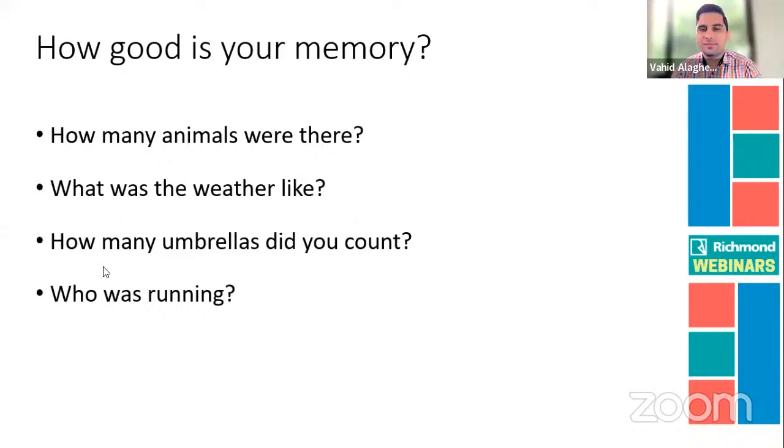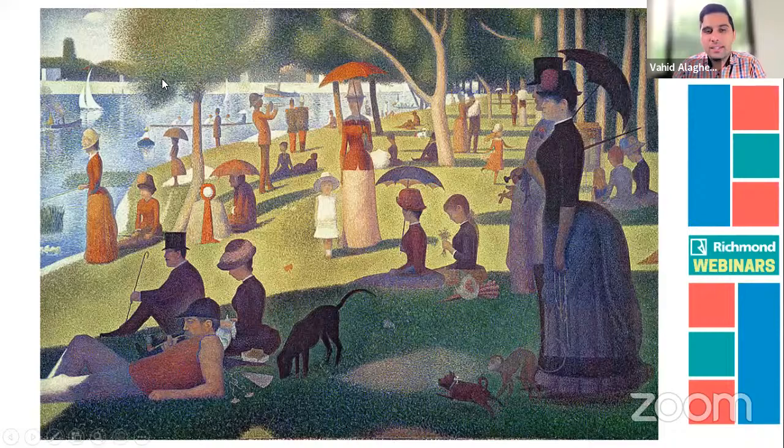So let's check the answers. How is the weather? Yeah, it's sunny, exactly, because they're resting by the shore, we can say also. And how many animals are there? We have some, there is a monkey, some dogs. Yes. Three animals here, and there is no animal there. However, there's no animal more there.